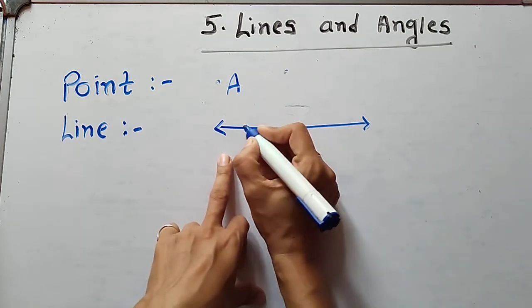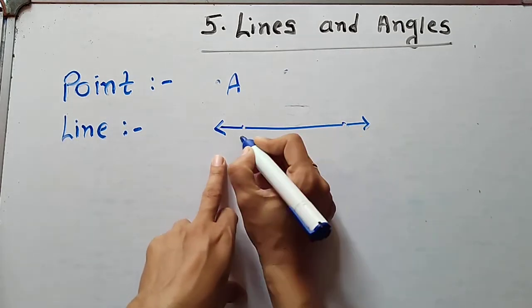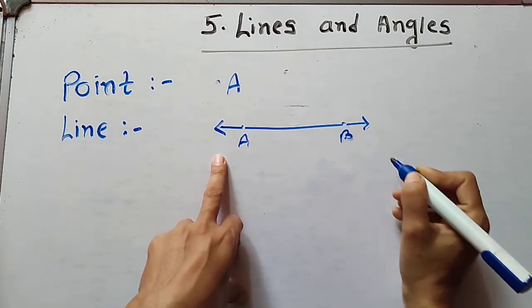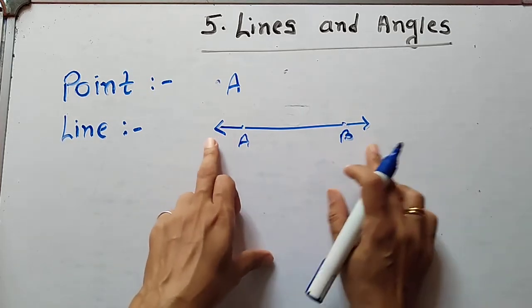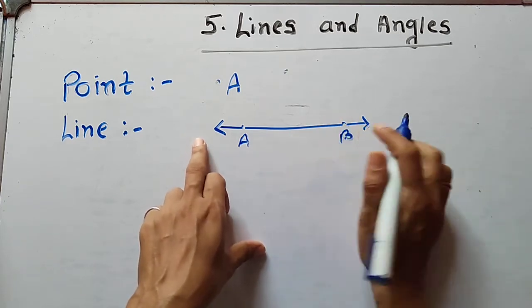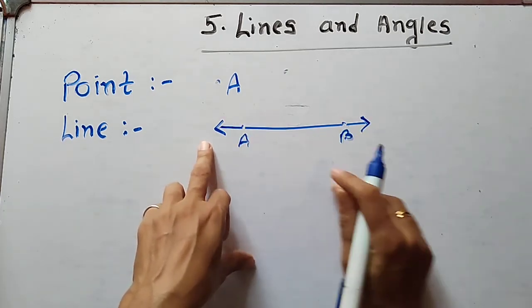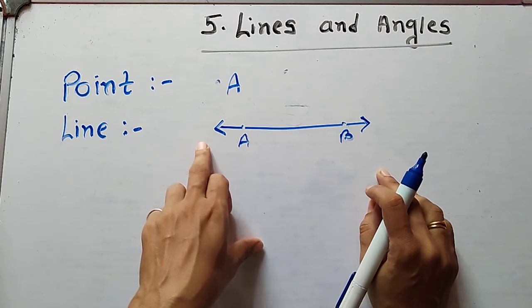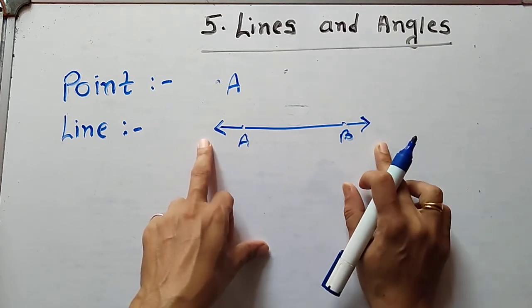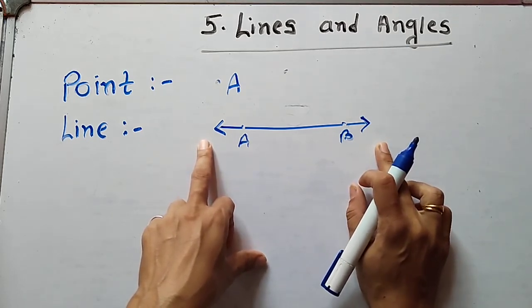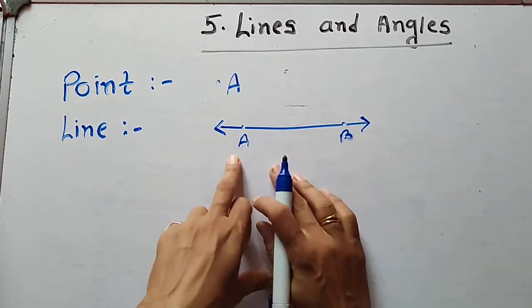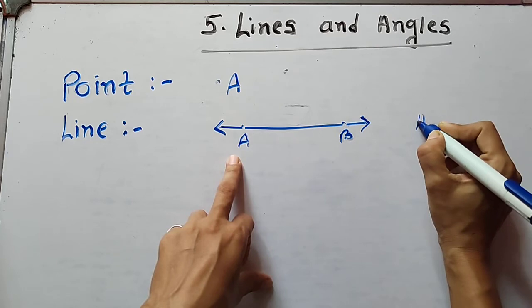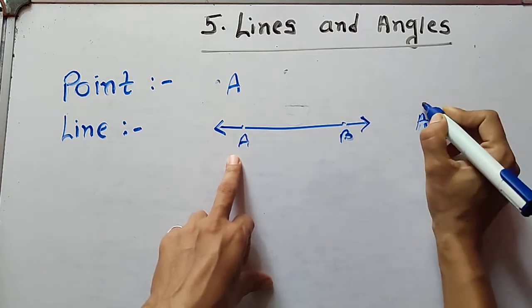So how to write the name of the line? This is line AB. AB is a straight line, and the arrows in two directions indicate that it goes endlessly in both directions. So a line has no starting point and no end point. The line can also be represented by a small letter. This is the name of the line AB.